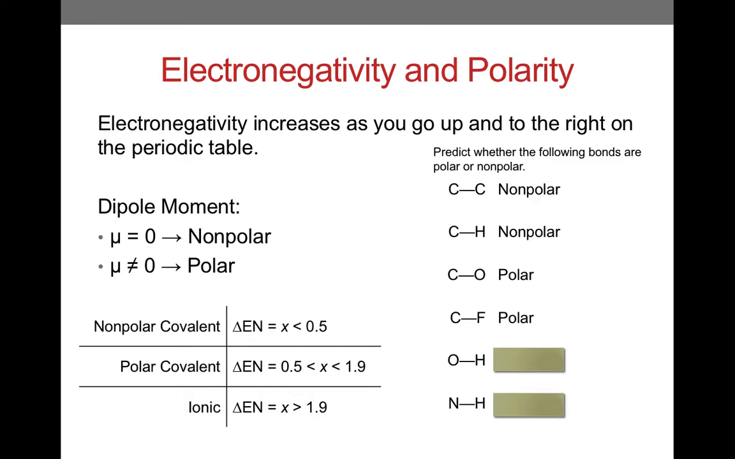For the oxygen-hydrogen bond, we do 3.5 minus 2.1, which gives 1.4. This also falls in the polar range. For the last example, the nitrogen-hydrogen bond, we get 3 minus 2.1, which gives us 0.9, which is also polar.